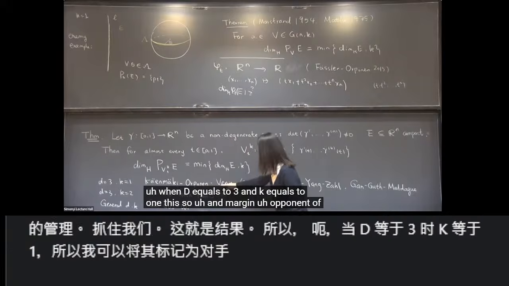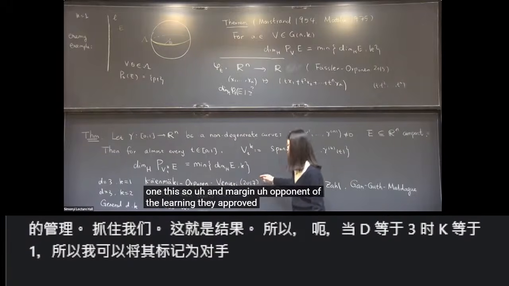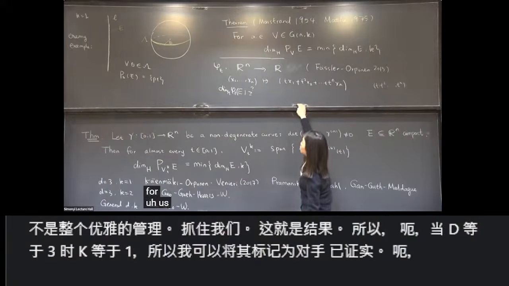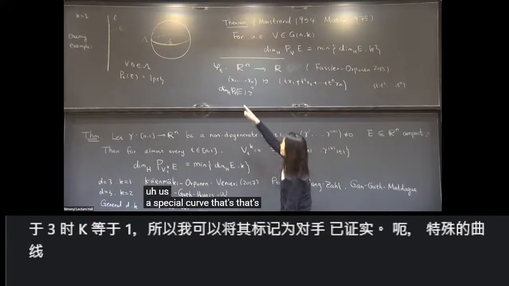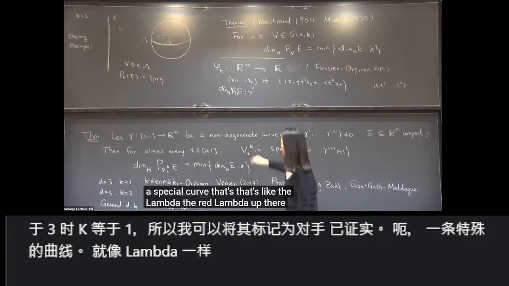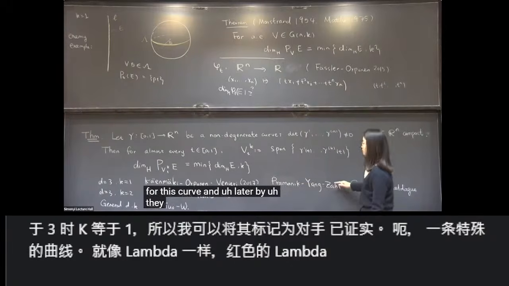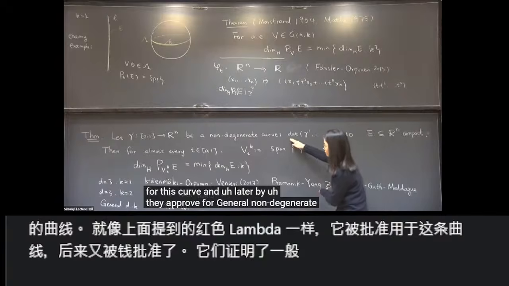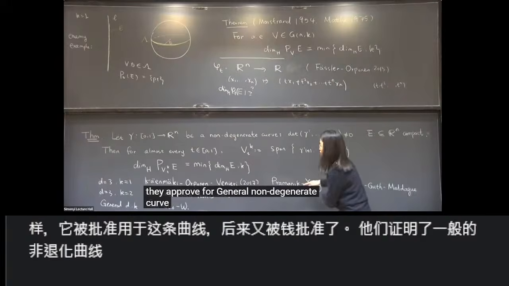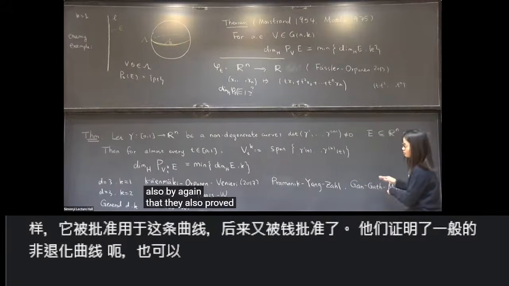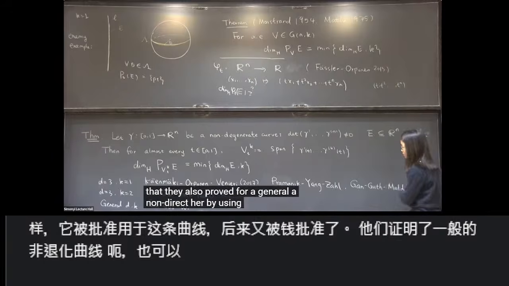So when d equals 3 and k equals 1, Maldague, Orponen and Shmerkin proved it for a special curve, the red lambda up there. They proved it for this curve, and later Yang and Zhao proved it for a general non-degenerate curve. Then Gan, Guth and Maldague also proved it for a general non-degenerate curve by using different methods.